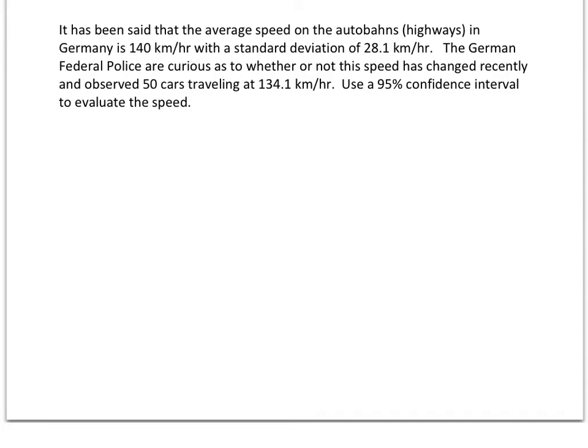It has been said that the average speed on the autobahns, the highways in Germany, is 140 kilometers per hour with a standard deviation of 28.1. These would both be parameters because they're coming from all vehicles that travel along those highways. The German Federal Police are curious as to whether or not the speed has changed recently and observed 50 cars traveling at 134.1 kilometers per hour.